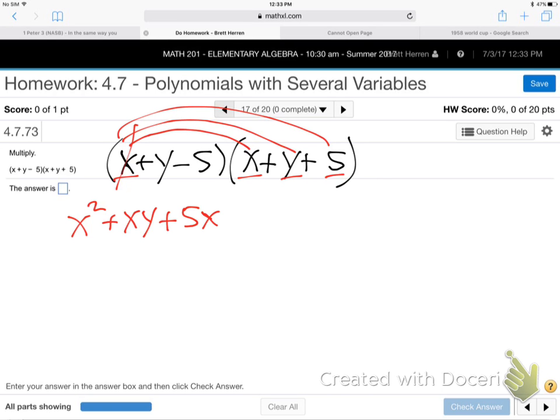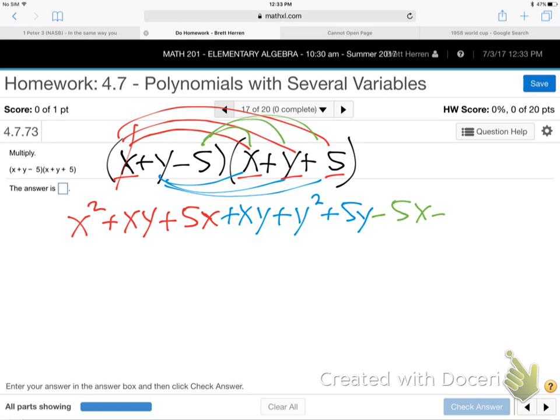And then next comes the y, which is going to go to all 3. Plus xy plus y squared plus 5y. And then the minus 5 is going to go to all 3. Minus 5x minus 5y minus 25.